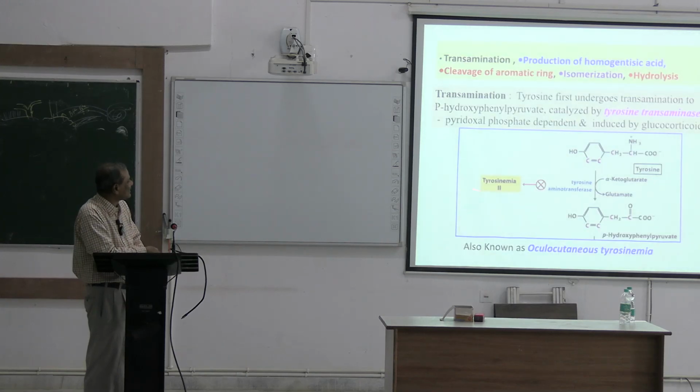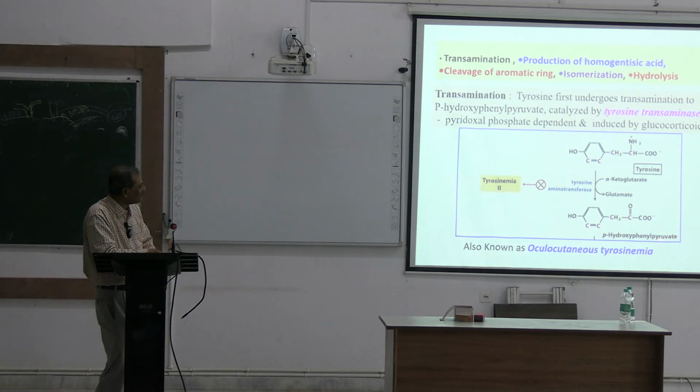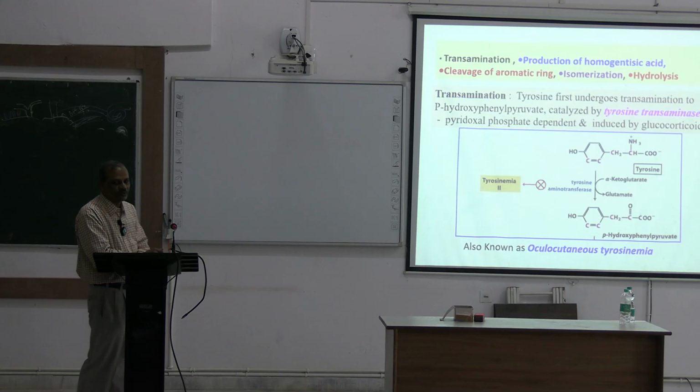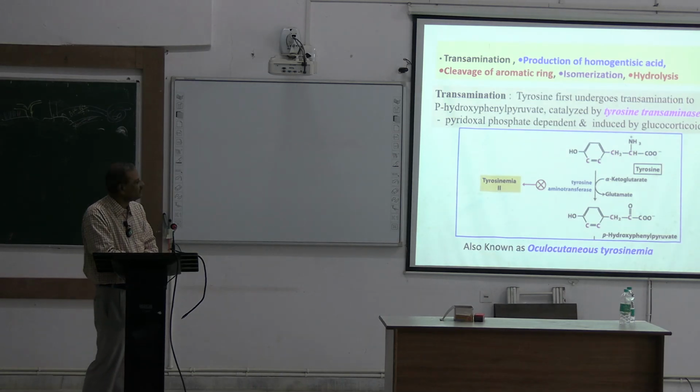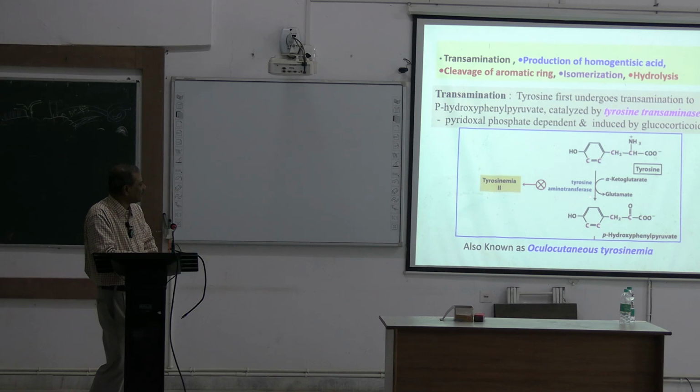Another is tyrosinemia 2. The block is here, tyrosine aminotransferase. It basically converts tyrosine to para-hydroxyphenylpyruvate. This stage is blocked. So in tyrosinemia 2, there is a block in tyrosine aminotransferase, which catalyzes the reaction from tyrosine to para-hydroxyphenylpyruvate, and that causes oculocutaneous tyrosinemia.